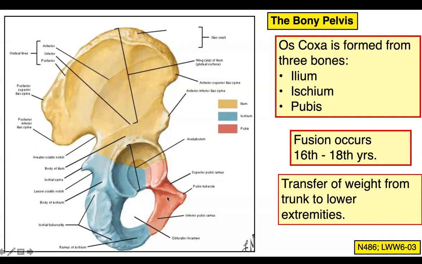The anterior inferior part of the hip bone is called the pubis, which has a body, and it has a superior ramus and inferior ramus. The superior ramus forms the anterior inferior part of the acetabulum. The inferior ramus, as I already mentioned, joins with the ramus of the ischium, and this joined part of the ramus of the ischium and inferior ramus of the pubis is called the ischiopubic ramus.